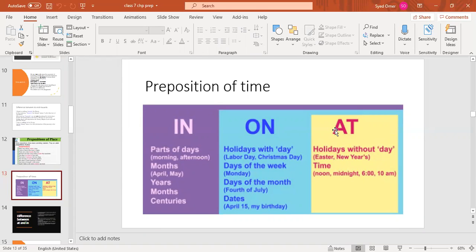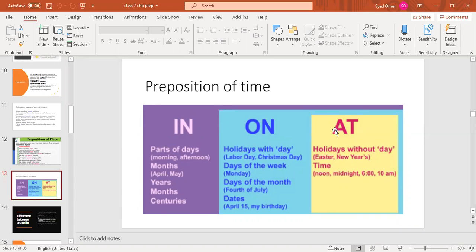At is used to indicate part of day as well, but only at night, at dawn, at dusk. Okay? At night, at dawn, at dusk. Then at comes with time: at 5 o'clock, at 4 o'clock, at 3 o'clock.